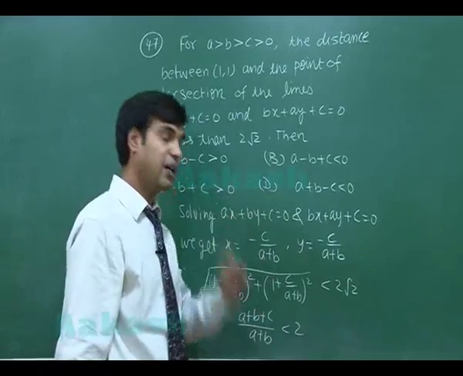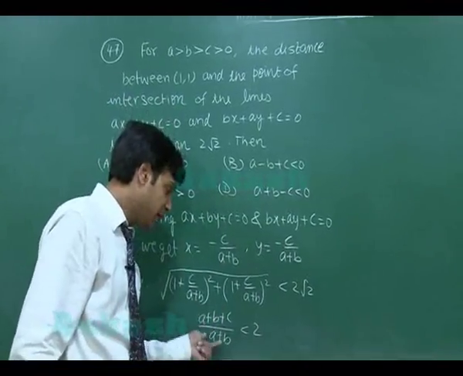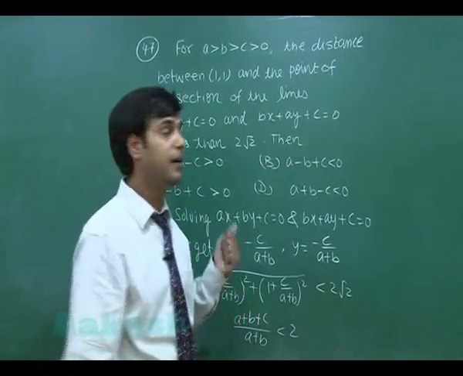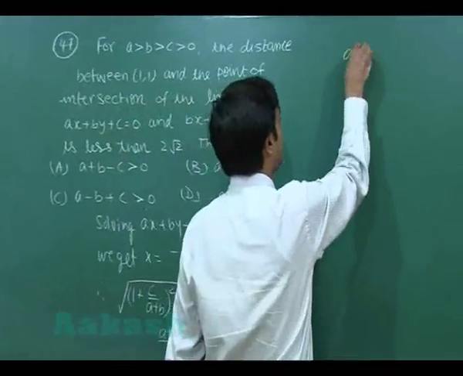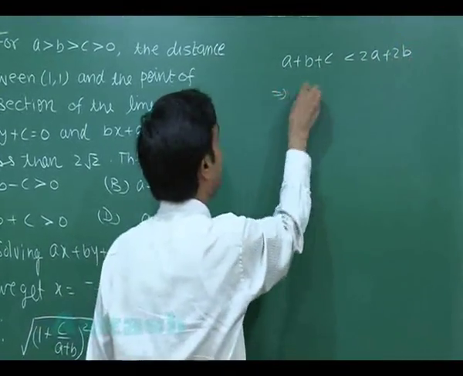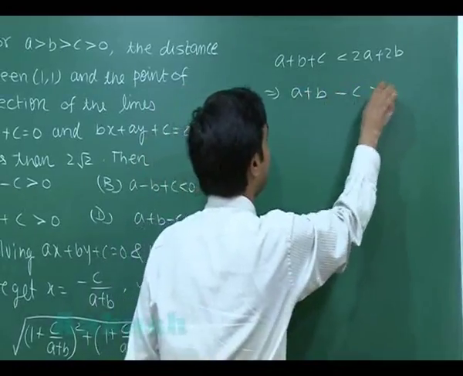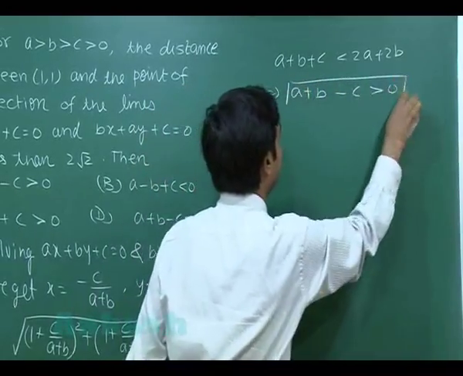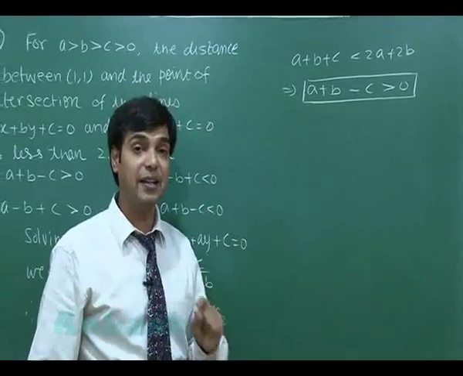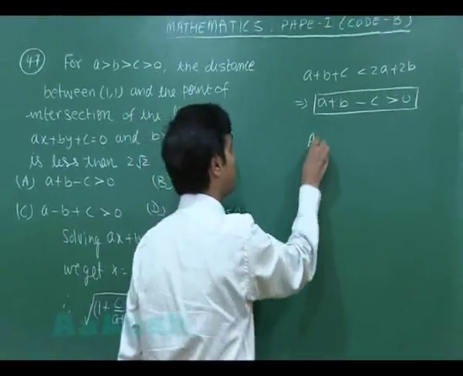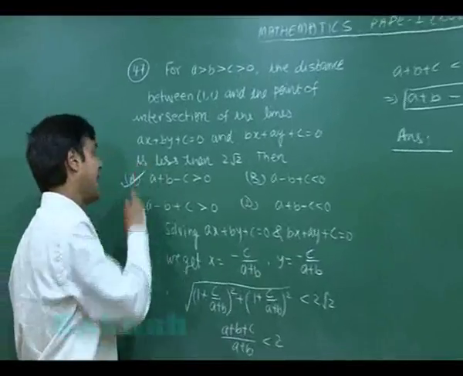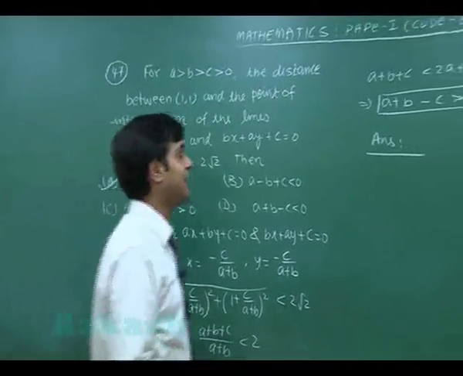So cross multiply and simplify. Why can we cross multiply? Because a and b both are positive, so it will not change the inequality. We get a plus b plus c is less than 2a plus 2b, or a plus b minus c is greater than 0 as the solution of it. A plus b minus c is greater than 0 means the correct answer for this question is, we can see from the options, option A. So the answer is A.